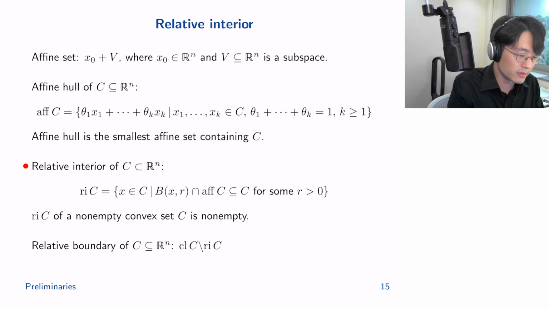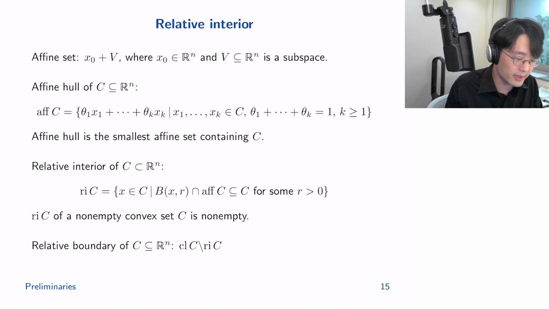The relative interior of a set C is written as ri C, and it's the set of points x within our set C such that if we form a ball of radius r around point x, where r has to be positive but is very small, and we take the intersection of this ball with the affine hull of C, then this intersection lies within the set C. The relative interior of any non-empty convex set C is non-empty. This is not an obvious fact, but if you try to prove it, it's not too difficult to prove.